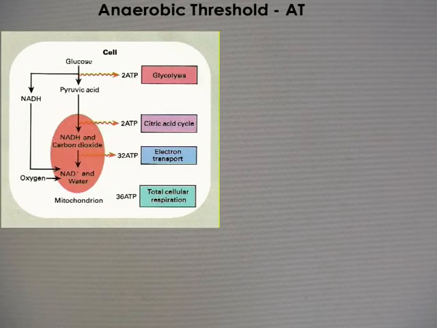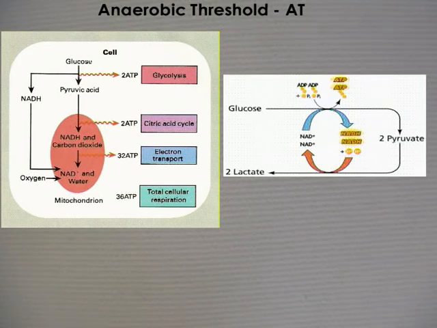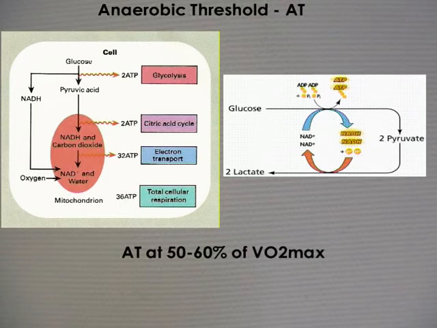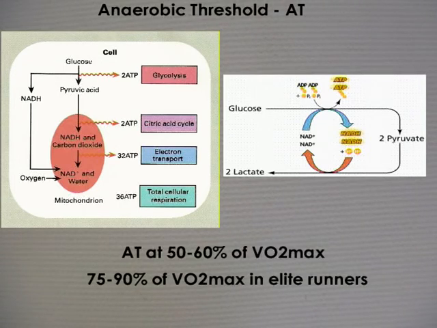At intensities lower than the anaerobic threshold, or AT, almost all of the energy needed to perform the exercise is coming from aerobic energy systems. At intensities above this threshold, anaerobic energy production is needed to supplement aerobic energy production. For an average person, the anaerobic threshold occurs at 50 to 60% of VO2 max. In highly trained runners, the anaerobic threshold is typically between 75 and 90% of VO2 max. There are several ways of assessing anaerobic threshold.